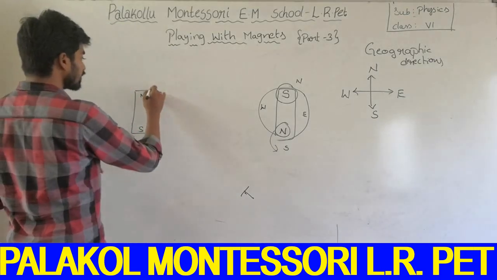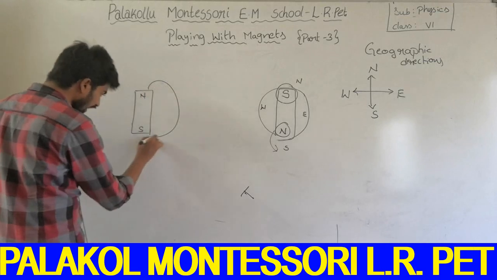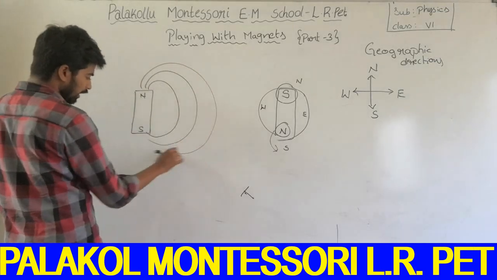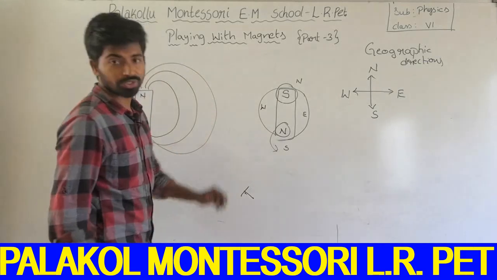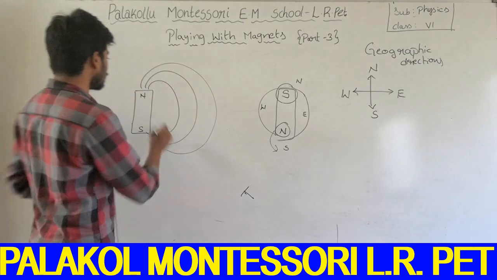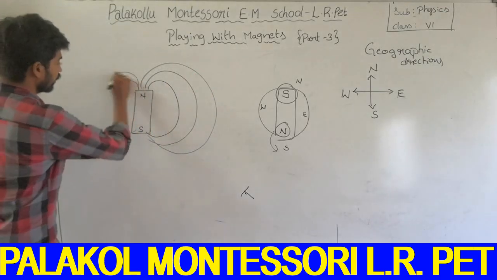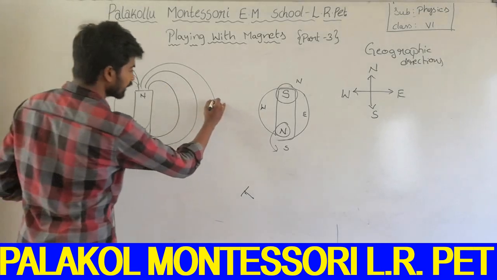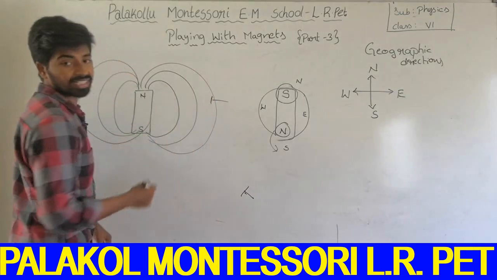Why? Because there are some invisible lines around this magnet. You cannot observe those lines with your naked eyes. There are some lines present around this magnet. If you place any magnetic substance in contact with these lines, then it will be attracted.